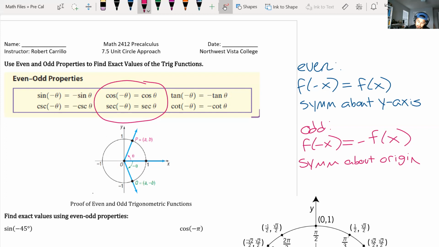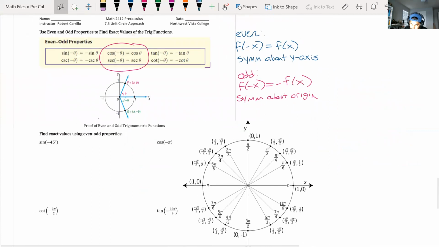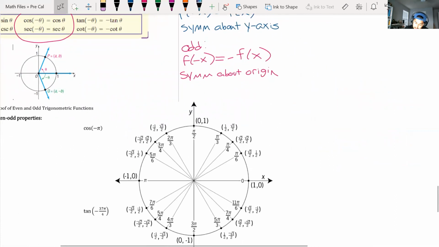So what would be good with that? If you're symmetric about the y-axis, especially with cosine. Okay, let's use this unit circle to show why. Let's say I wanted the cosine of pi over 6. What numerical value would you give me? Square root of 3 over 2.